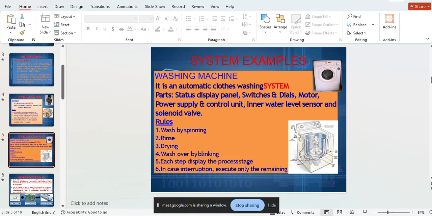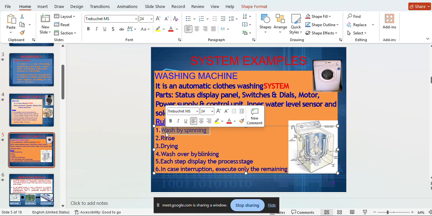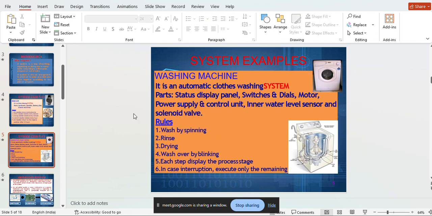Now, what are all the rules? The first rule is wash by spinning. The cloth should be washed by spinning, because the cloth will not be washed when it stops, when it is in a static state. So it should always rotate to wash the cloths. If it stops, the cloths will not be washed.